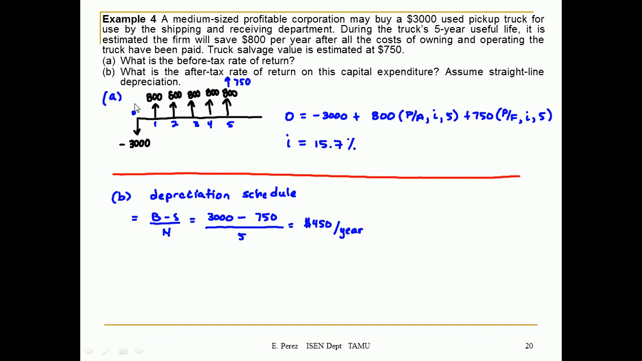And now, using this depreciation, we're going to create an after-tax cash flow table.